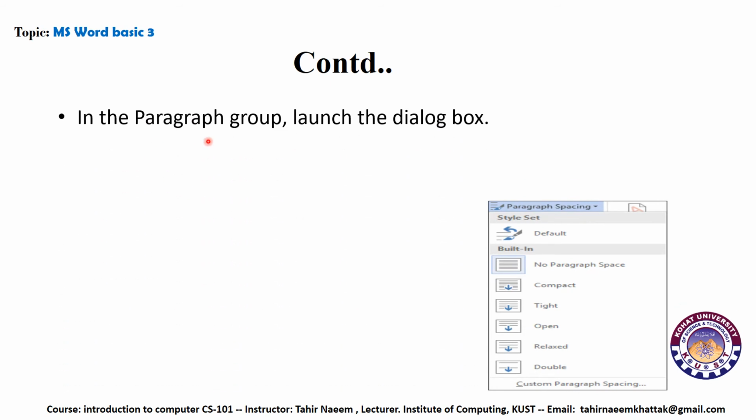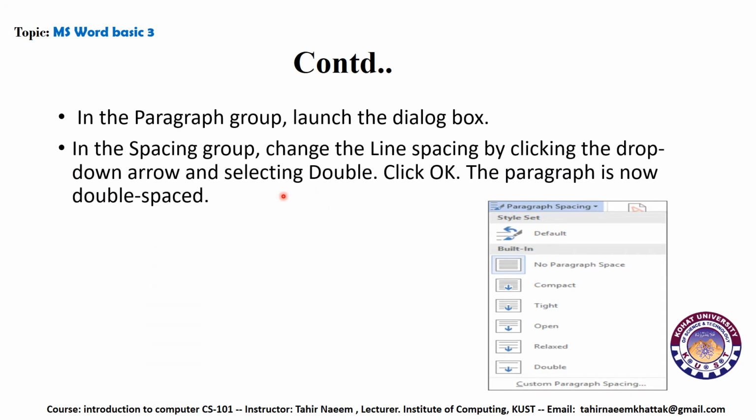In the Paragraph group, launch the dialog box. So here, in the Paragraph group, we launch the dialog box, as I have mentioned earlier. In the Spacing group, change the line spacing by clicking the drop-down arrow and selecting Double, click OK, and the paragraph is now double spaced.